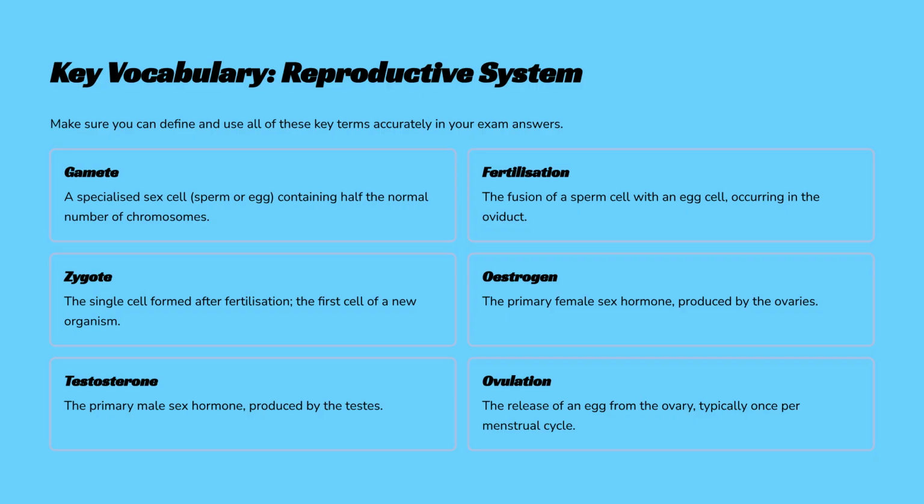To excel in your exams, ensure you master these key terms. Gametes are sex cells. Fertilization is their fusion in the oviduct. The zygote is the first cell, and hormones like estrogen and testosterone drive these complex processes.